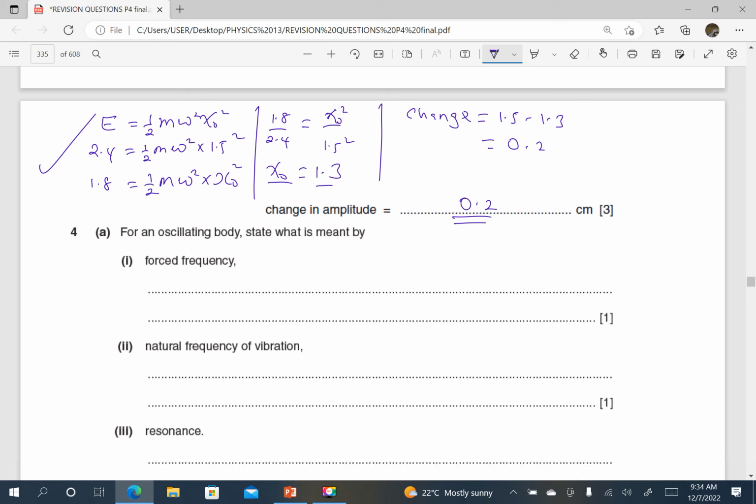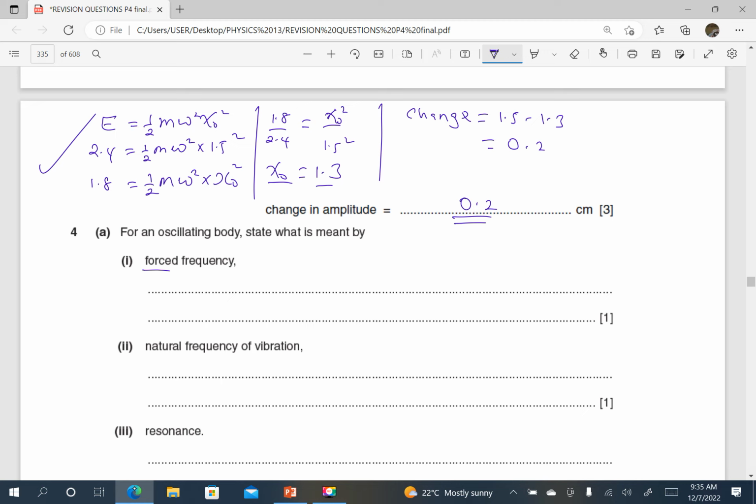For an oscillating body, state what is meant by frequency. Of course, we know frequency generally is the number of complete oscillations per unit time. That is frequency, but this one is forced frequency. So we have a system which is capable of oscillating on its own, but then we subject it to a periodic force to keep it oscillating for a required period of time. The frequency with which such a system oscillates is what we call forced frequency. So it is the frequency at which an object is made to vibrate. It is forced to vibrate.